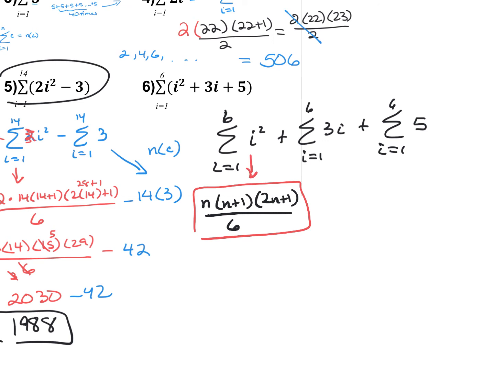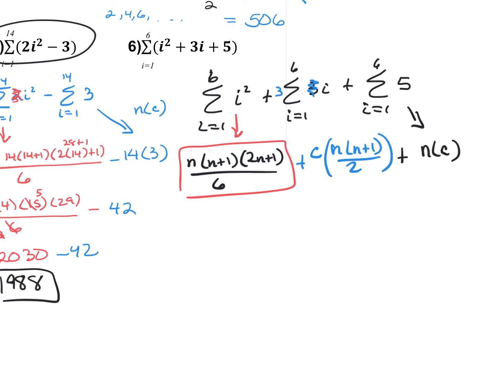Now, also on this one, remember we can take the 3 and put it in the front. So for here, what I'm going to be doing is the constant, which is the 3, and then the i rule, which is the n times n plus 1 divided by 2. And then for the last one, I'm using my constant rule, which is just n times c. So let's go ahead and fill them in. So my n on all of these is 6.